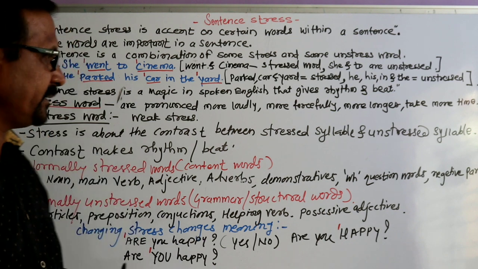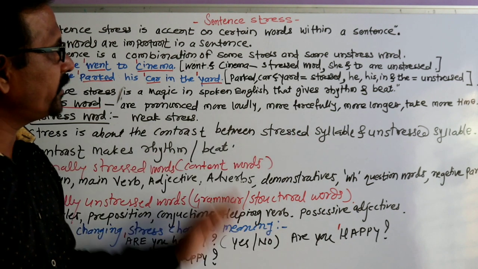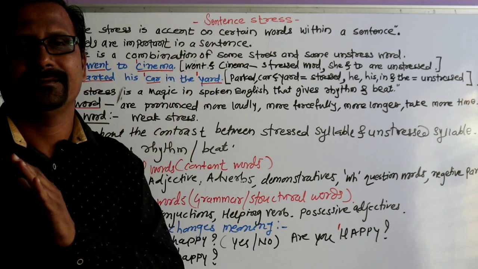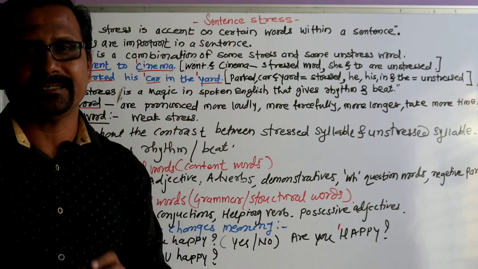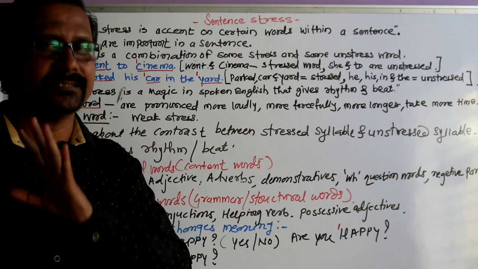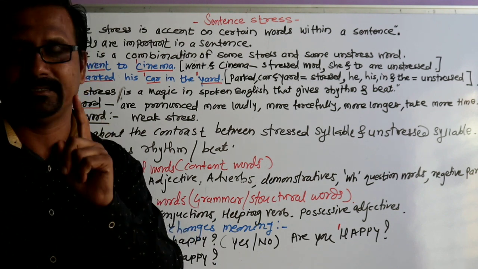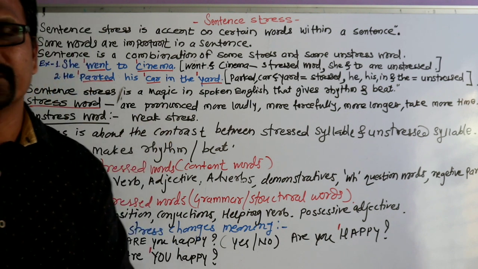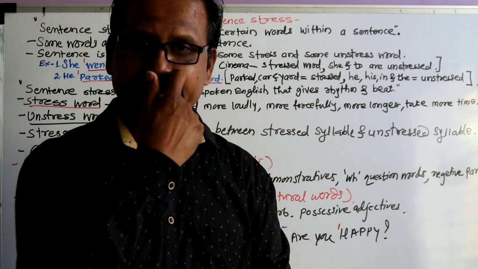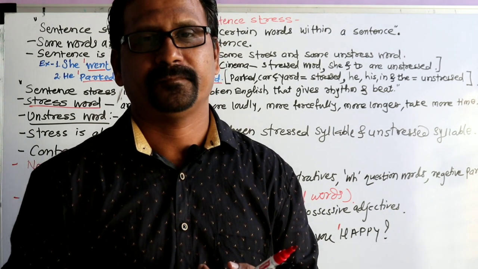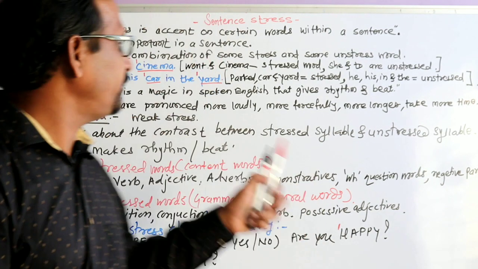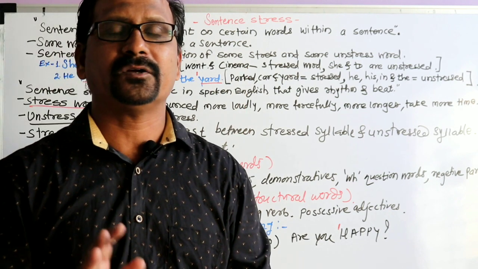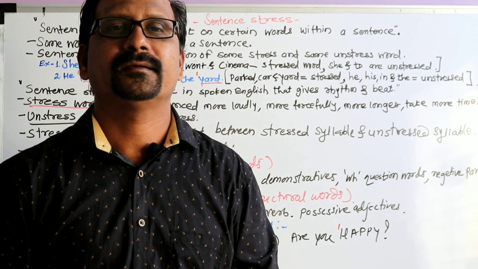So remember one thing, that when there is a sentence, a sentence stays in accent on certain words within it. We are talking about only one sentence, and we know that not every word is important there. Some words are important. So important words are always traced, and the remaining words are called untraced words or weak words.